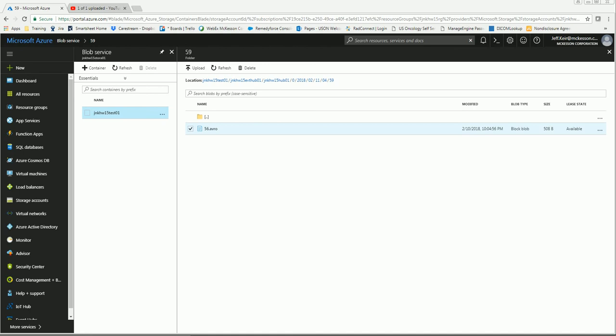So that's storage service encryption in a nutshell. It sits behind everything. The overhead is handled by Azure, and you can feel relatively confident that your data all has 256-bit AES wrappers around it, and nobody's going to hack your stuff.